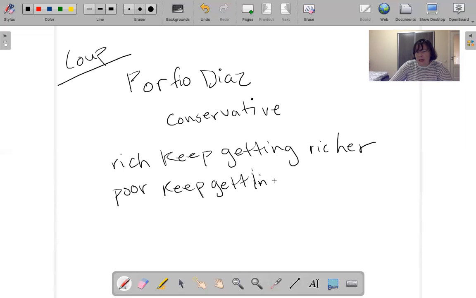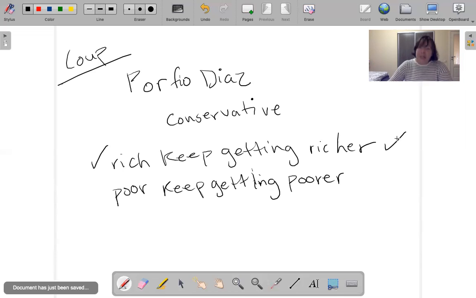Keep getting poorer. Or it's just staying poor. Sometimes some of the people were so poor they couldn't really get any more poor than they were. But the rich were getting richer and richer and richer.